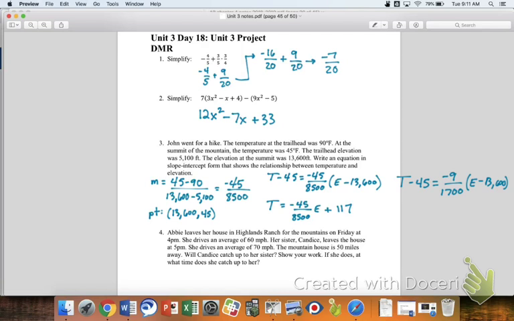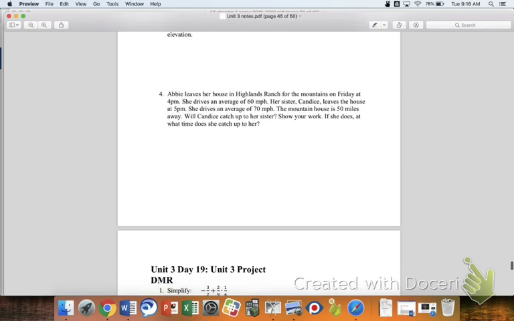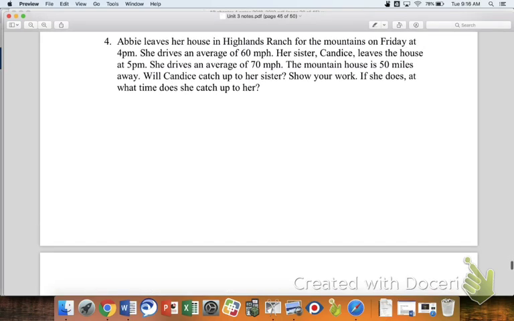Okay, so you'll have one more day to practice these. Before we wrap this up, let's take a look at number 4. Number 4, for the second to last time, it's Abby and her sister. Who gets the head start? Abby does. She always does.